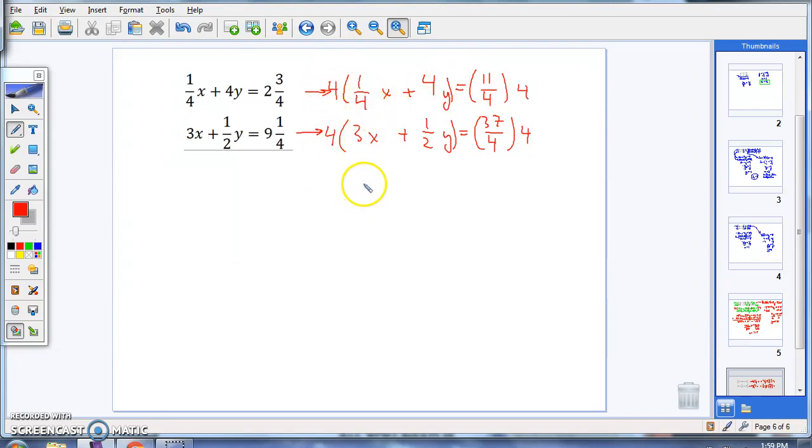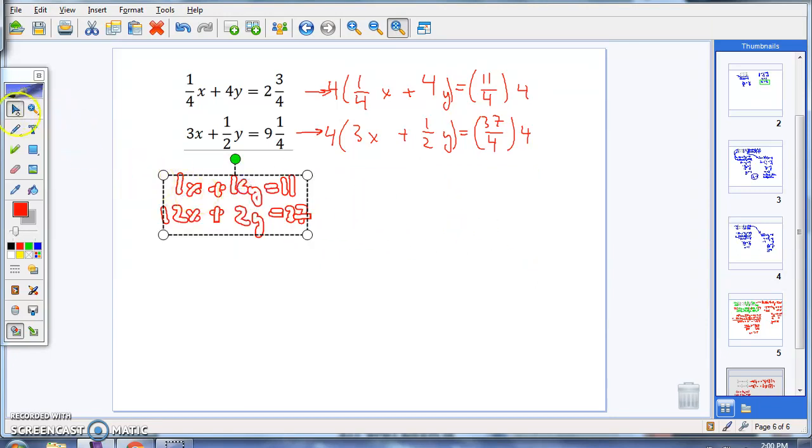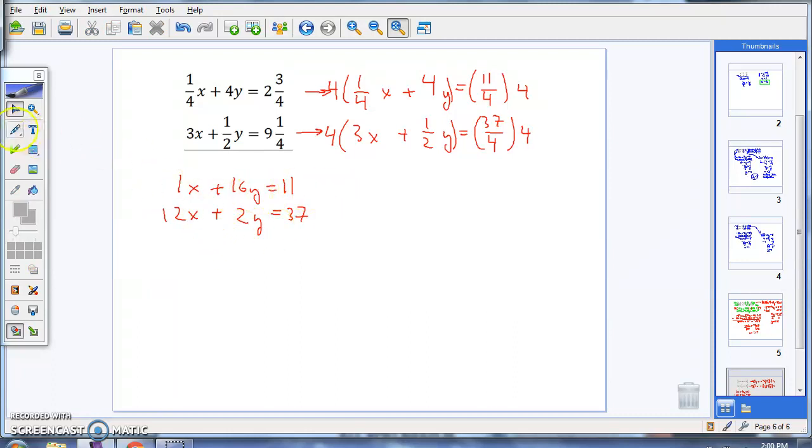Watch. 4 times 1/4 is 1x plus 16y, because I'm distributing. 11/4 times 4 is 11. Neat-o. And 4 times 3x is 12x, plus 1/2 of 4 is 2y, and that equals 37. Nifty. Now, we have some awkward numbers to deal with. I'm just going to select this whole thing because I think it's going to be useful, and I'm going to move it over here, because that just makes those lovely bubble letters that everyone loves.